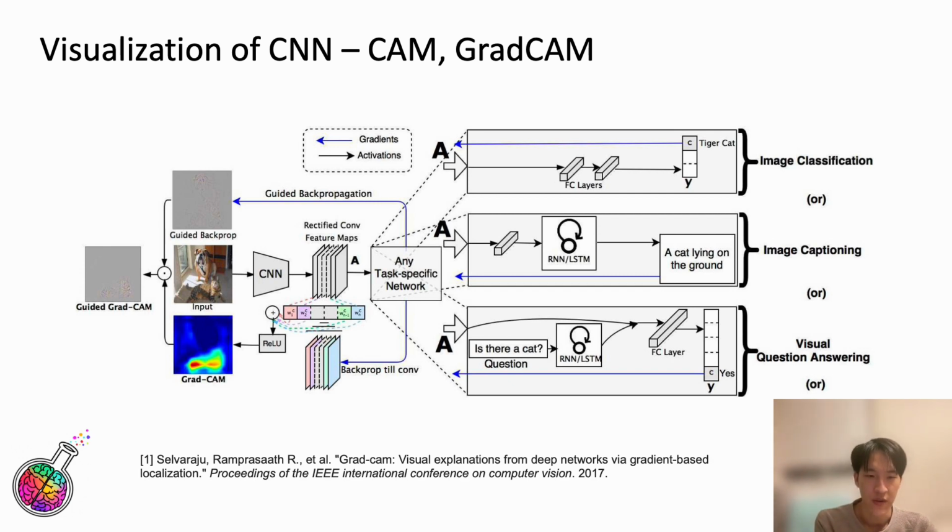To solve this problem, a group of people introduced a method called Grad-CAM. In Grad-CAM, they say that no matter which kind of network or task you are working on, they can always generate a map similar to what CAM generates. The theory behind it is that they compute the gradient of the predicted score, and from it get the weight for each feature map, as we discussed in CAM.